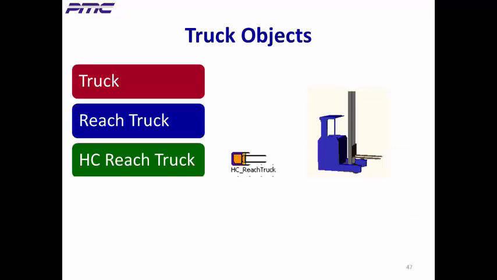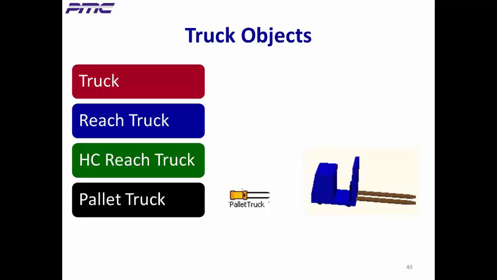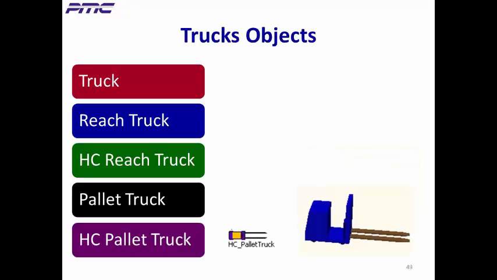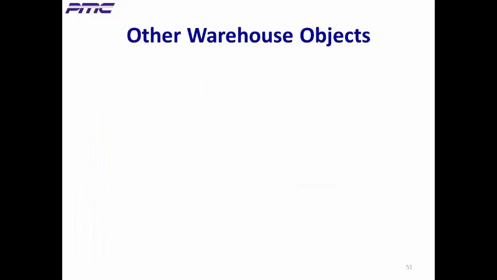PalletTruck forklifts can be customized for travel speeds for loaded and unloaded conditions and pallet pickup and put times. The high-capacity PalletTruck forklift can also be customized for capacity. Additionally, all these objects can be customized for the numerous parameters in PlantSim's built-in transport object, including length and width, acceleration, and optional battery modeling and parameters. There are several other warehouse objects.